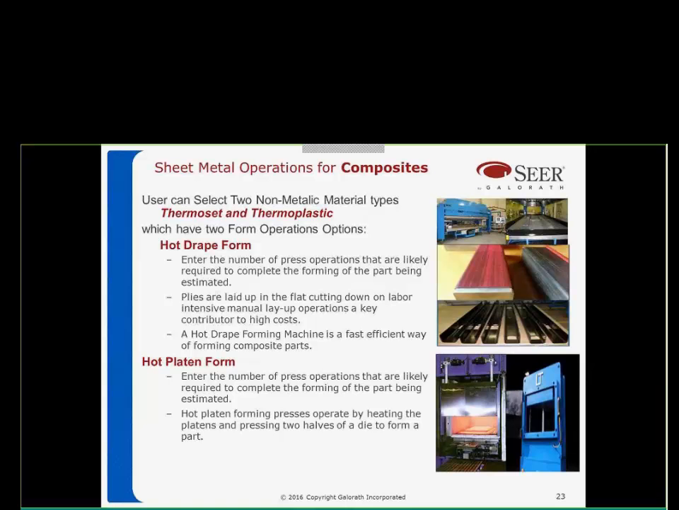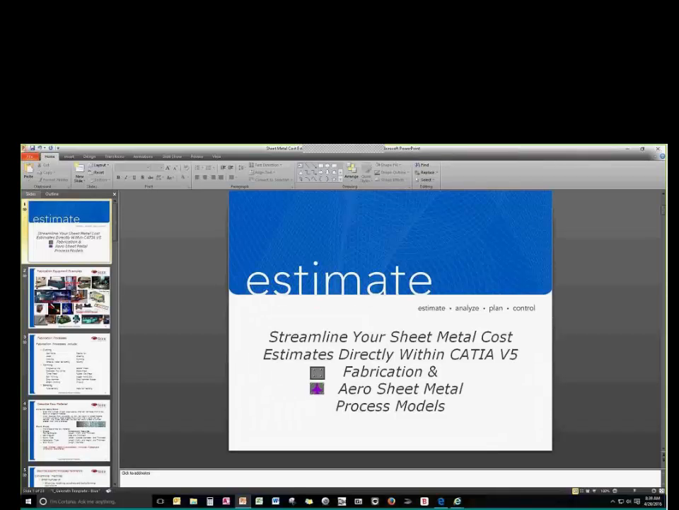And last but not least, if you do have drape forming or you want to platen form composites, all you need to do is to pick up the material, in this case from CAD, and we can then form those parts in the type of former that's selected. We'll have those two as two work options.